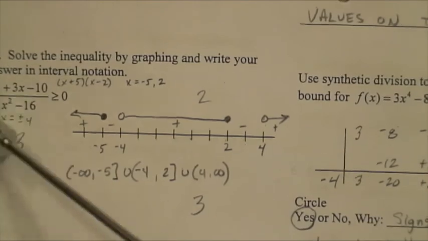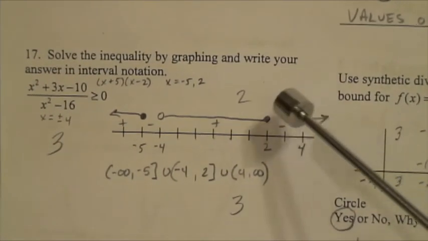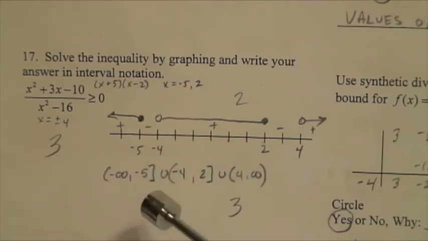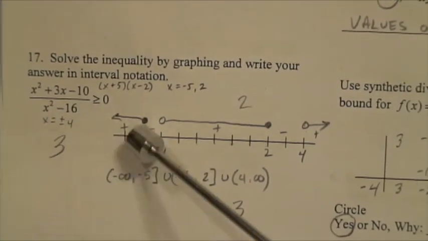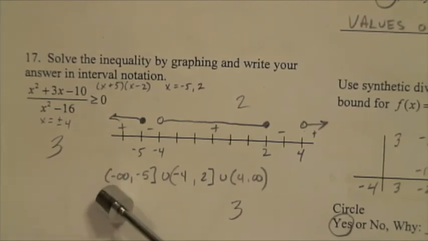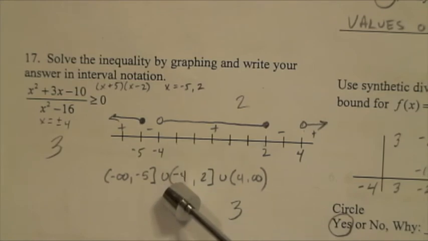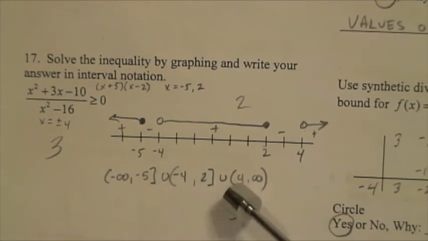We have a positive x squared divided by a positive x squared. That's going to be a positive right-hand region. Alternate from there. We want greater than or equal to 0, which means we want those 3 positive regions to be shaded. So negative infinity, comma, negative 5 bracket, union with parentheses, negative 4, comma 2 bracket, union with parentheses 4, comma infinity.